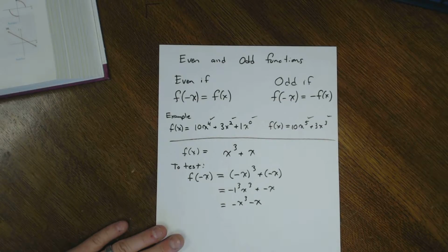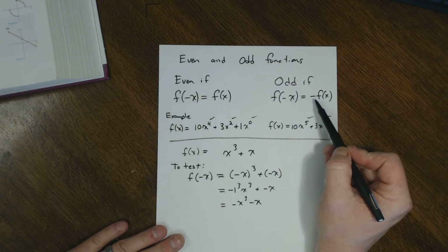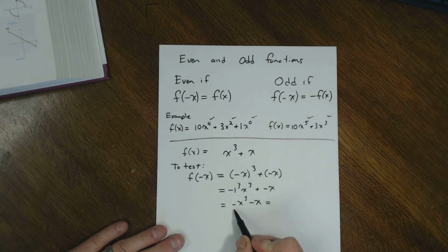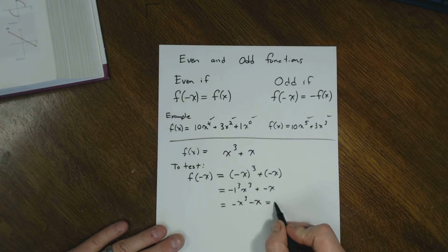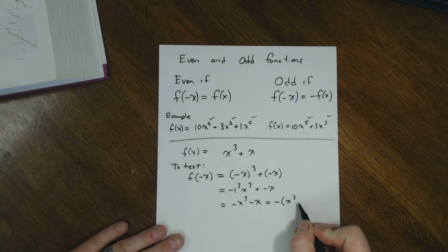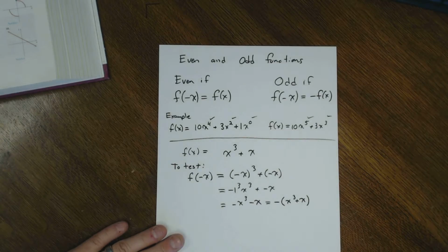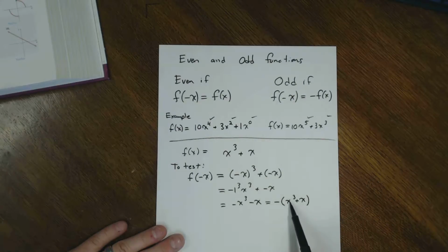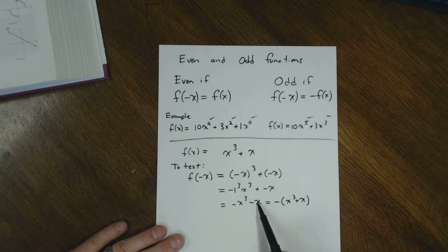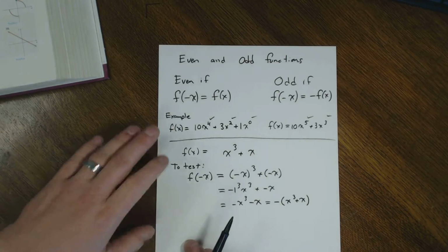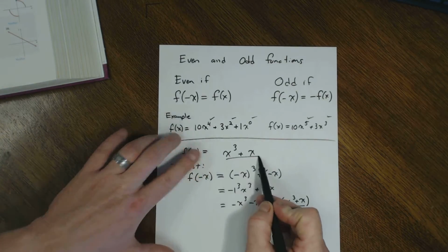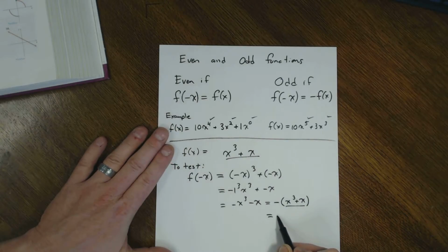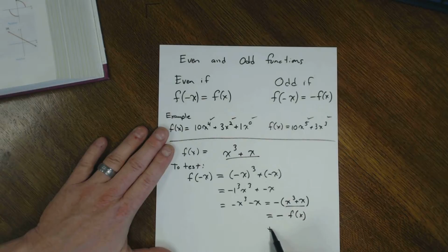Now this doesn't really look like anything yet, but I suspect it's going to be an odd function. So I want to get minus out front. So I'm going to factor out minus out of both of these terms. Double check. I can check with the distributive property. Minus times x cubed is minus x cubed. Minus times x is going to be minus x. This is exactly f of x. So this is equal to minus f of x. Thus, I know that this function is going to be odd.